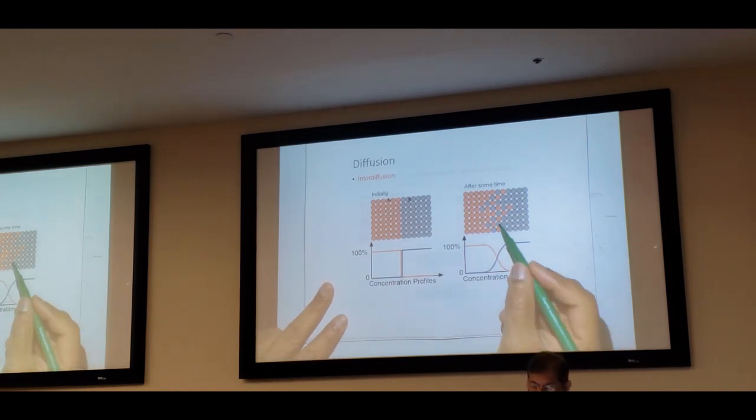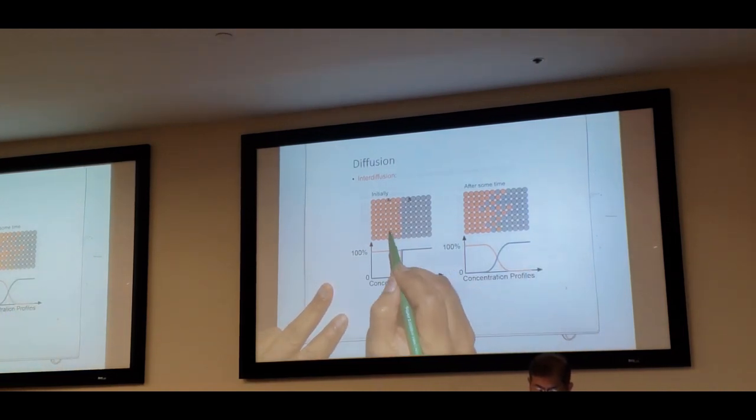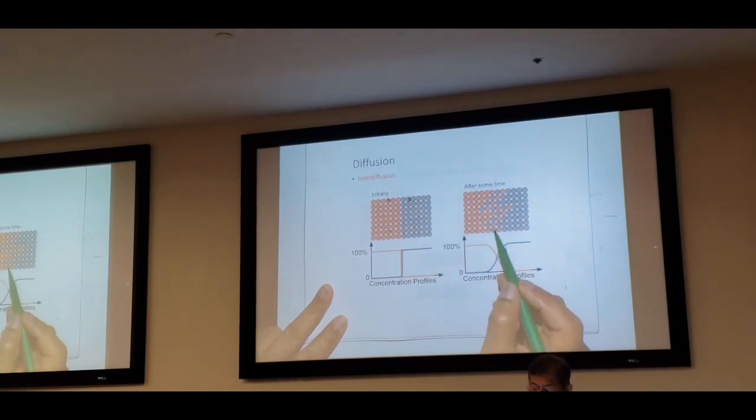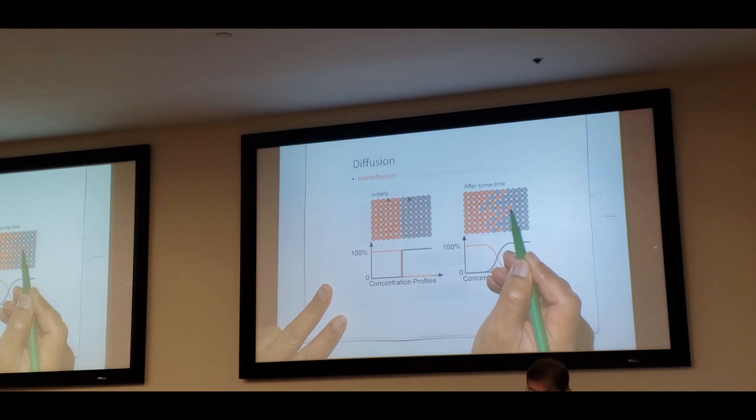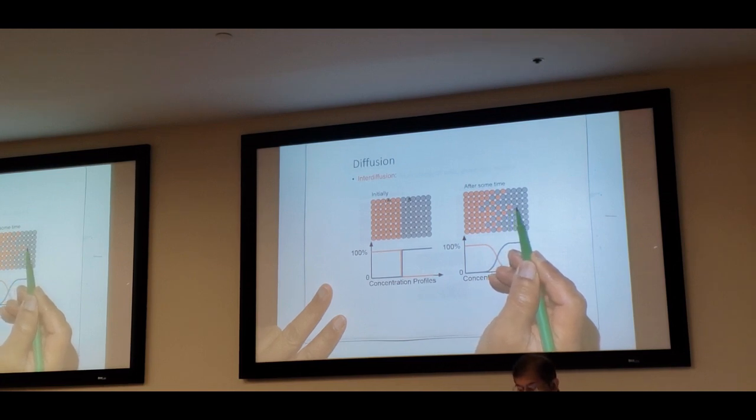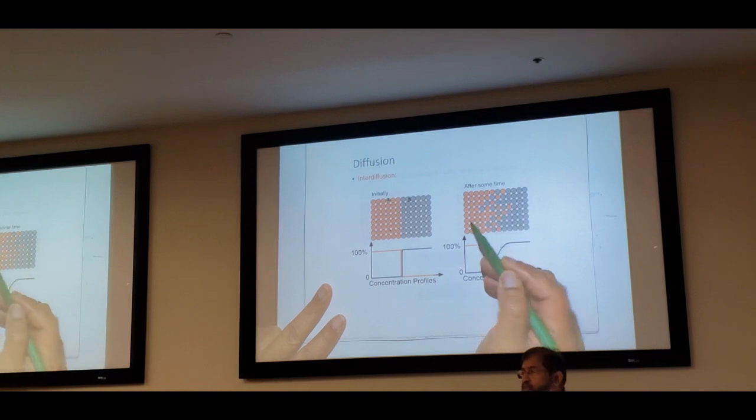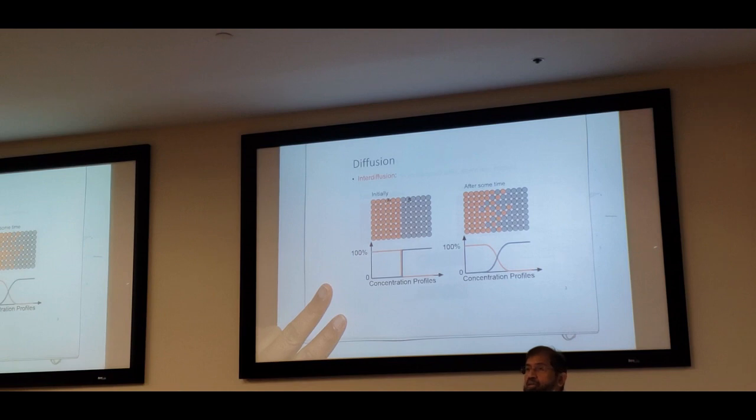What you can see is that initially this side is 100% A and this side is 100% B. After some time, the atoms of element A diffuse into element B, and atoms of element B diffuse into element A. That is interdiffusion.